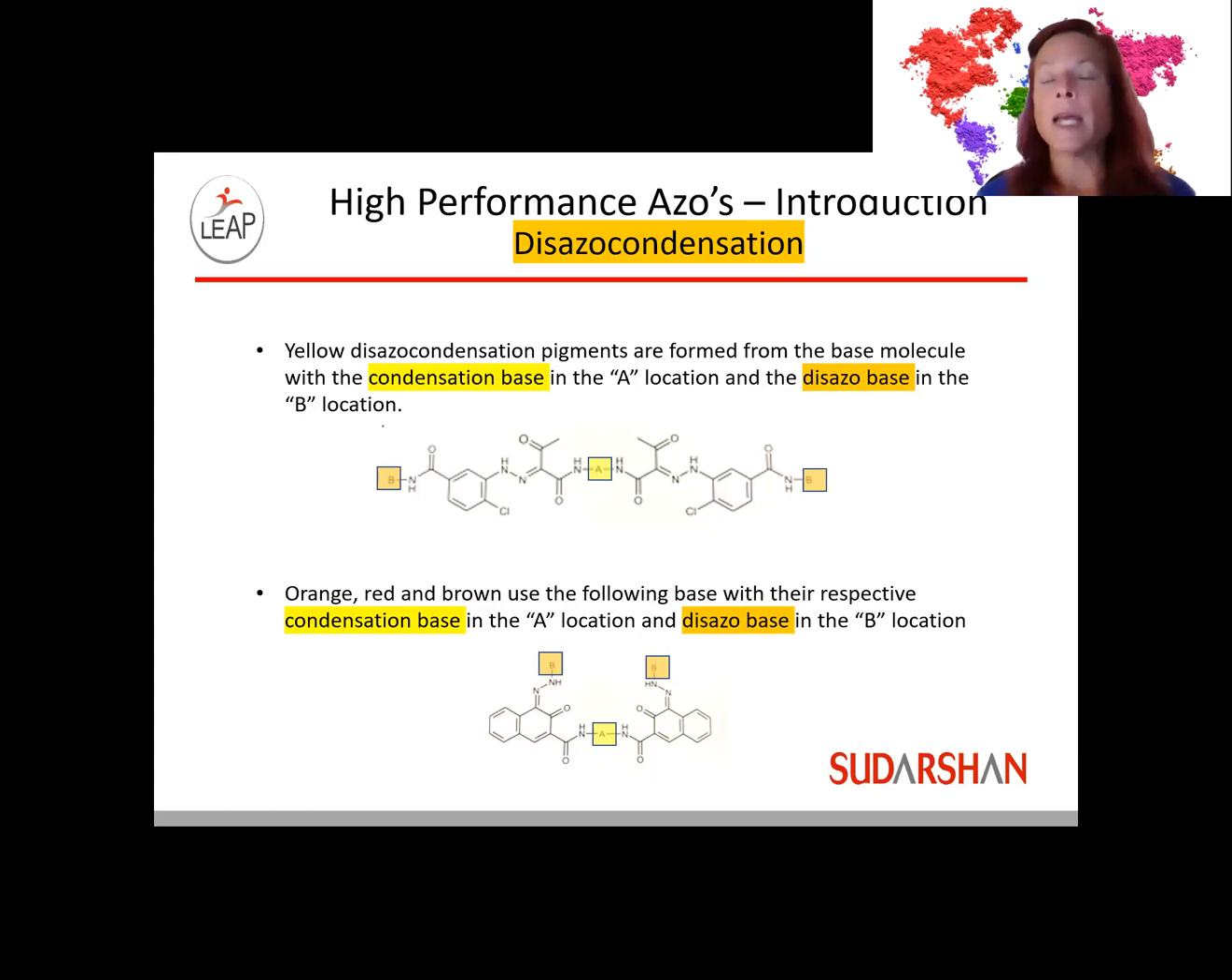Like the benzimidazolone class of pigments, the orange, red, and brown have a different base that they use, but they're put together in the same way, with the condensation base in the center location, A position, and the disazo base attached on the ends in the B locations.